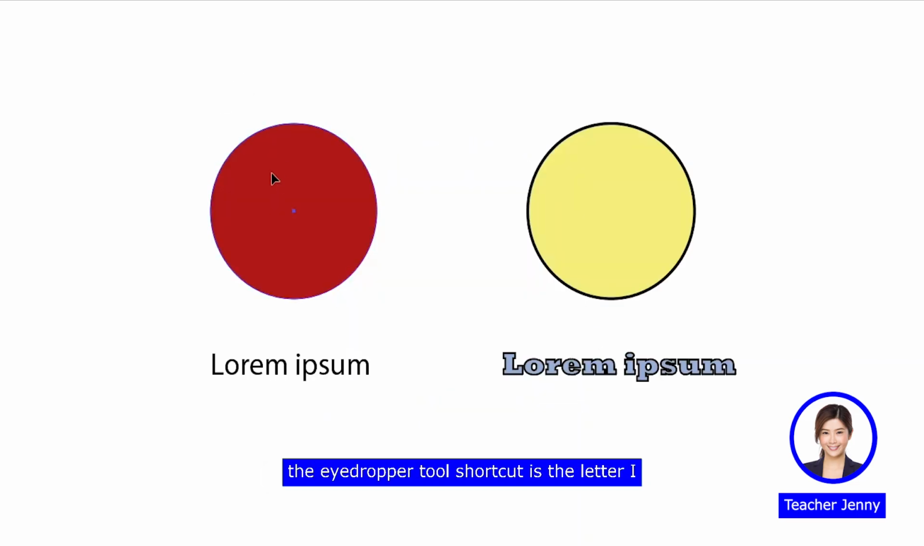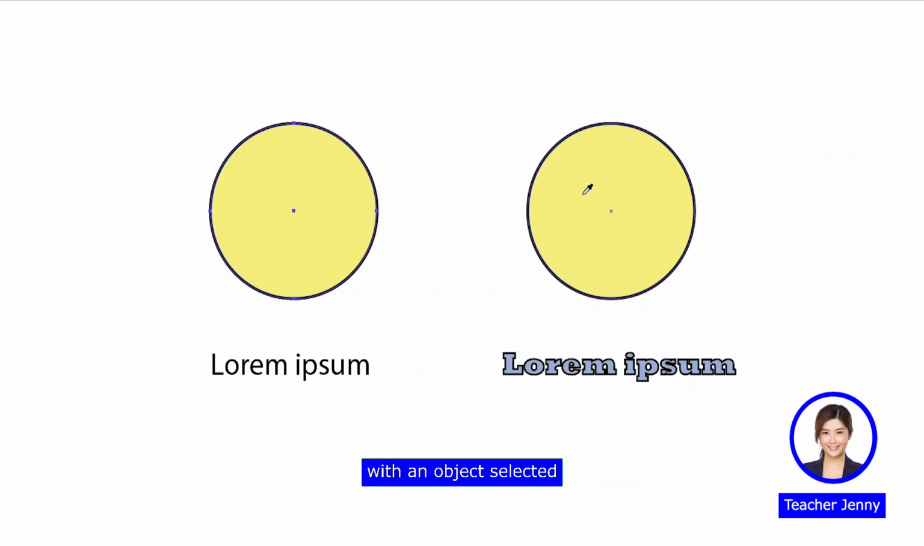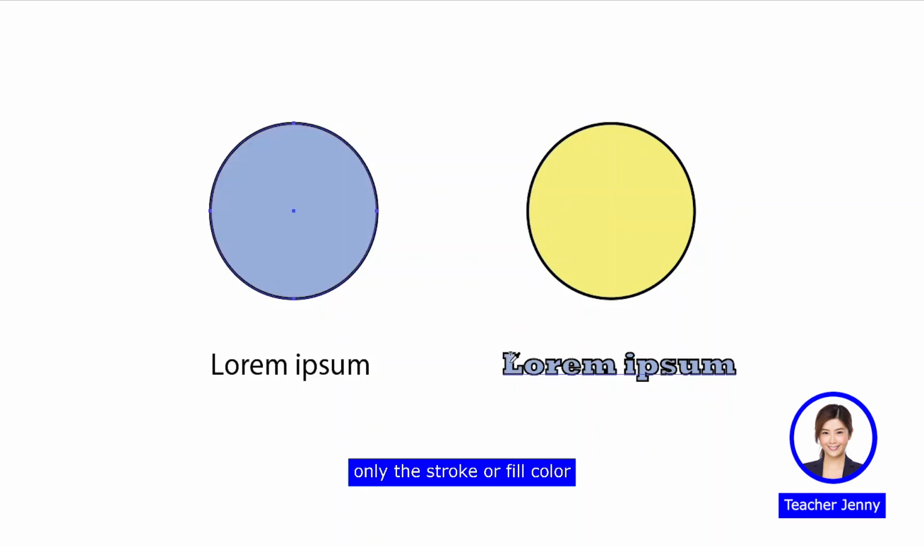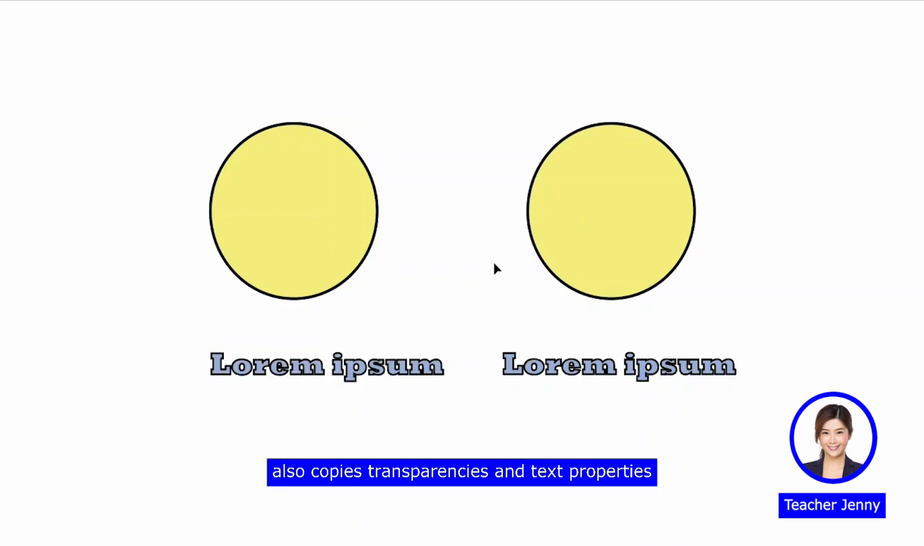The Eyedropper tool, shortcut is the letter I. With an object selected, select the eyedropper and click on another object to copy its colors. If you hold the Shift key, only the stroke or fill color will be applied, depending on where you click. The eyedropper also copies transparencies and text properties.